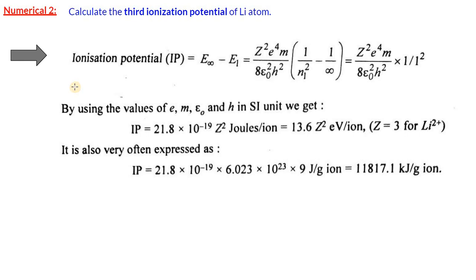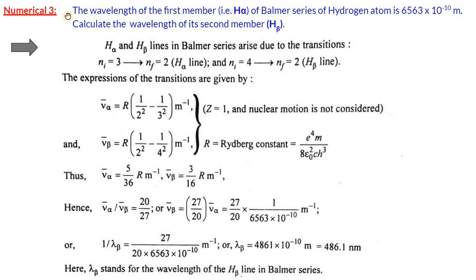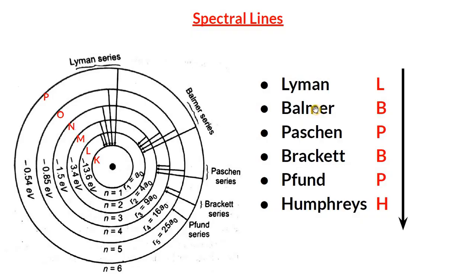Listen, one thing: if you don't understand what ionization potential is, I recommend you watch the last uploaded video, where I have shown how the ionization potential concept comes from Bohr theory. See that video, then you will definitely get how this equation came. Okay, so another question, let's have a look at that. Here the wavelength of the first member, that is the H alpha line of the Balmer series of the hydrogen atom, is given. Calculate the wavelength for the H beta line. H alpha line, Balmer series, that means n equals 2. So let's have a look at that.